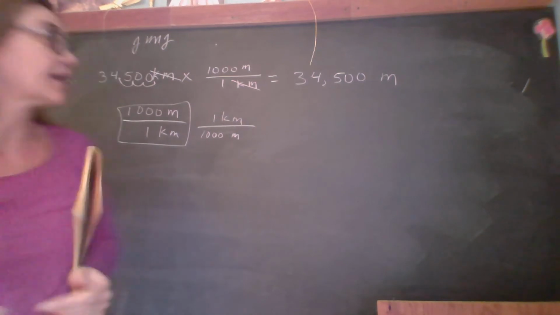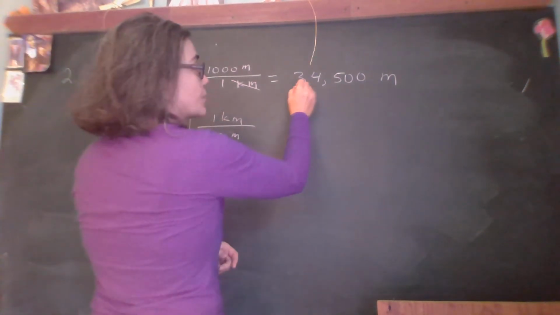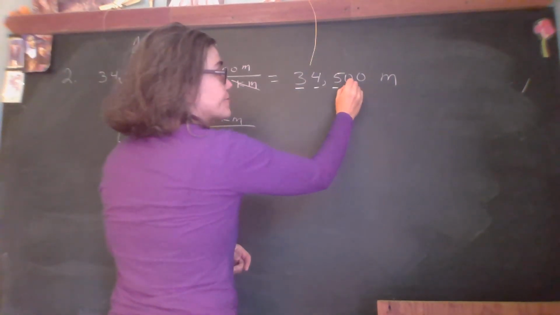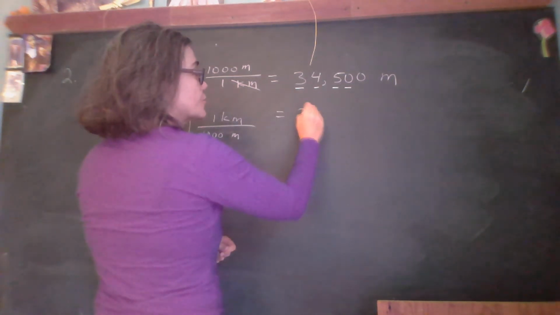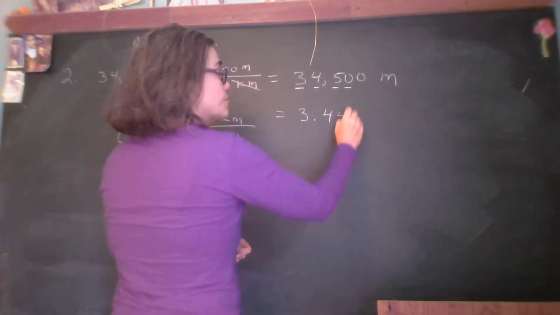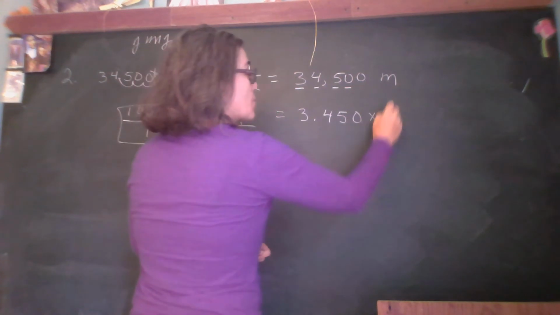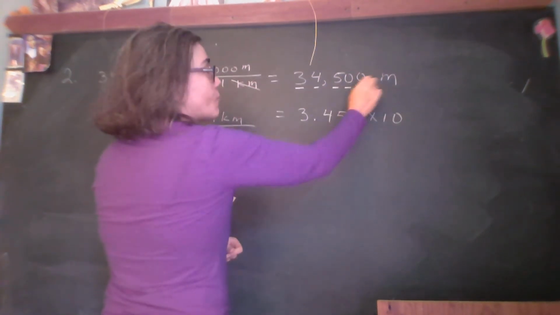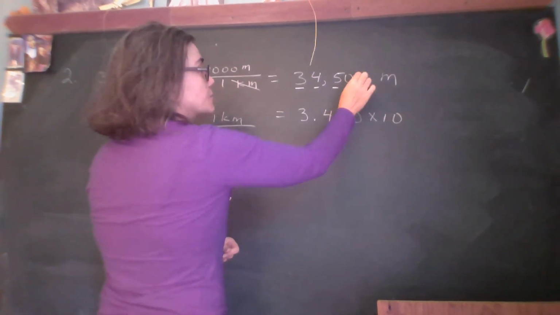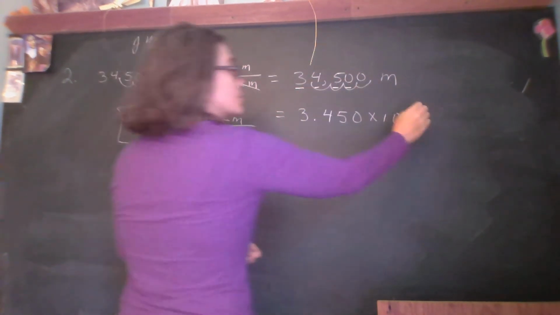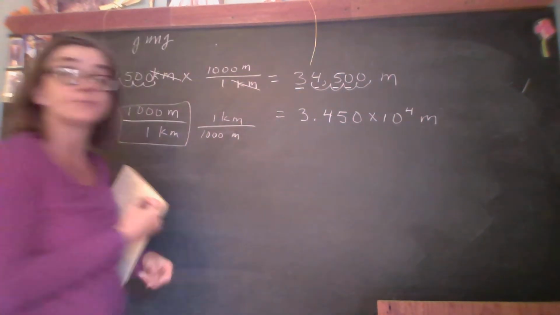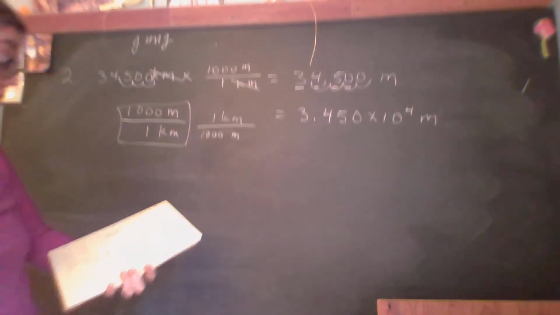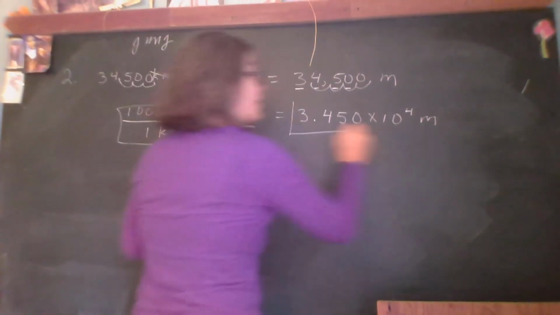So to make it have 4 significant digits, we're going to say 1, 2, 3, 4. Yes. And we're going to express it as 3.450 times 10 to the 4 meters. Very good. Okay, and that's the answer for number 2.